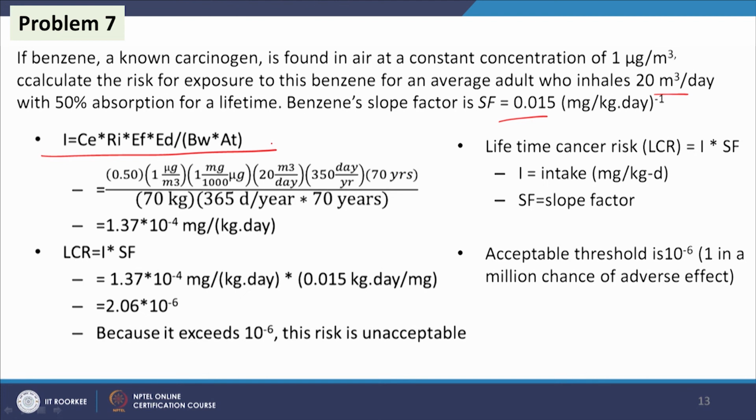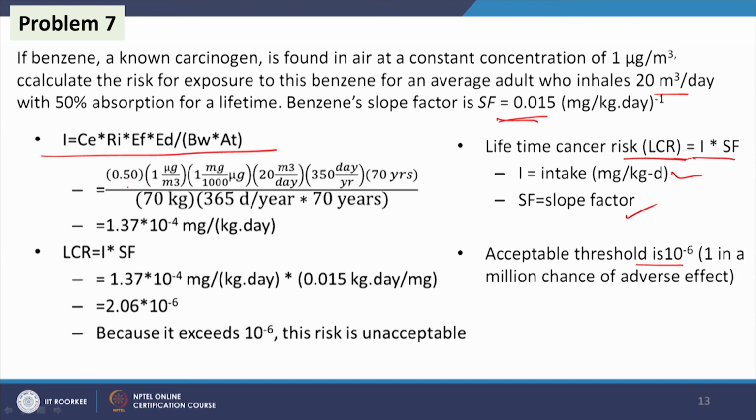So, risk we can calculate with the help of SF, that is the slope factor. That is lifetime cancer risk, LCR, that is equal to I into SF. We did not mention this in the previous class, but the lifetime cancer risk is equal to intake into slope factor, and if the value is 10 to the power minus 6 or less than this, then it is an acceptable threshold. If it is more than that, it is not acceptable. So, now let us see the value of I.